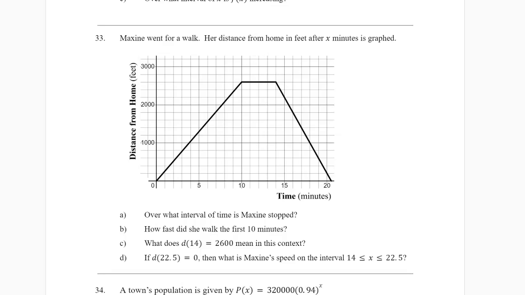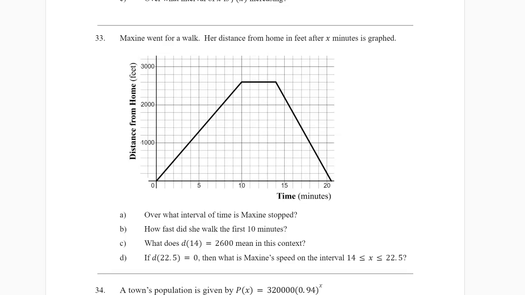This says, over what interval of time is Maxine stopped? And how fast did she walk for the first 10 minutes? So that's a rate of change. And then what does the expression d of 14 equals 2600 mean in this context? So using the labels in the graph, describe that. What is happening?